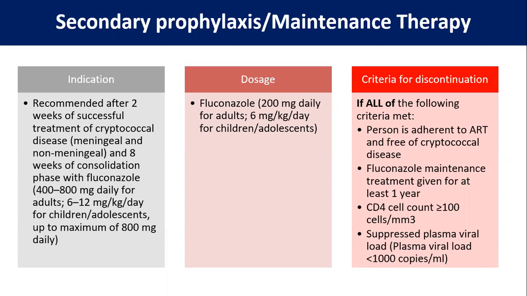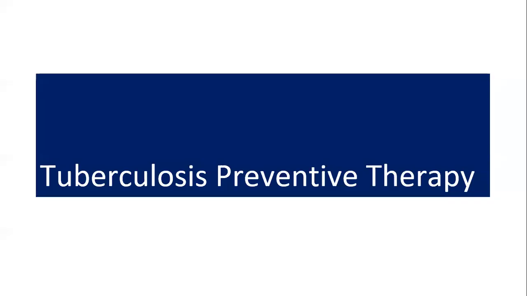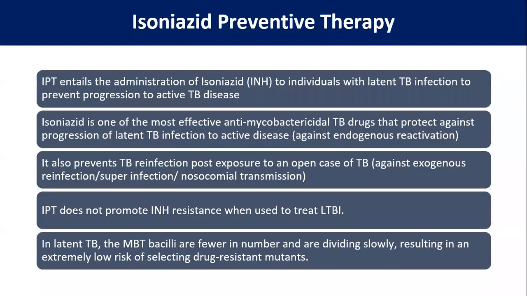Person should have adherence to ART more than 95%. And fluconazole has been taken for at least 1 year, and CD4 count is more than or equal to 100 or suppressed plasma viral load, then we can stop the fluconazole prophylaxis. Now coming to TPT.